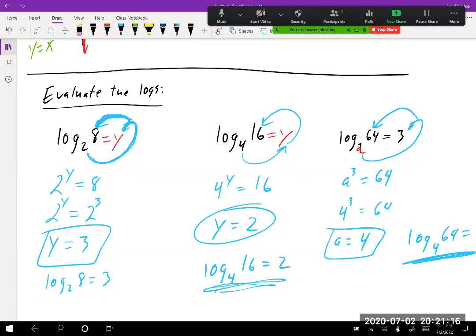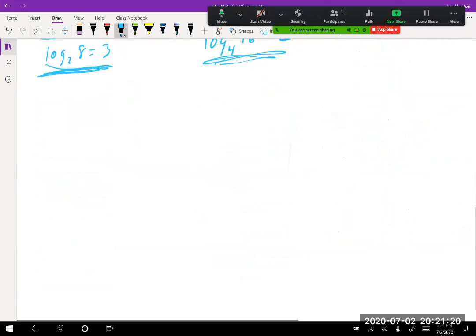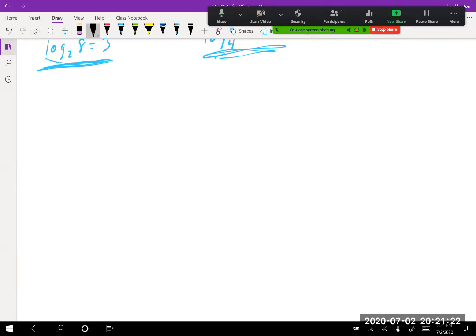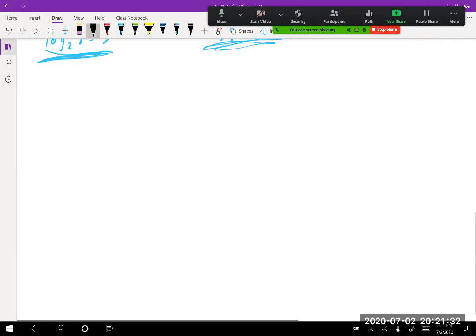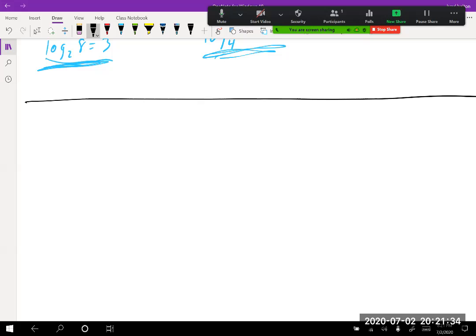Okay. Oops, it's a little ugly. Okay. So that's just something that I wanted to show you guys, and I think you'll get the hang of that. Again, I assigned quite a bit of homework from this, so you guys can get a lot of practice because logarithms come up a lot in calculus and pre-calc.